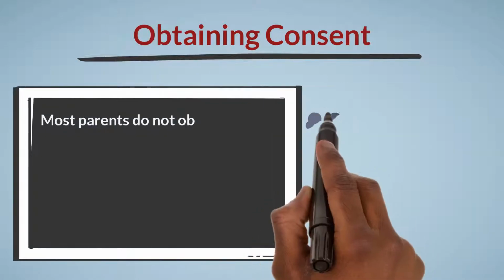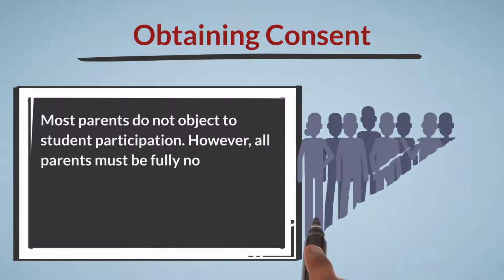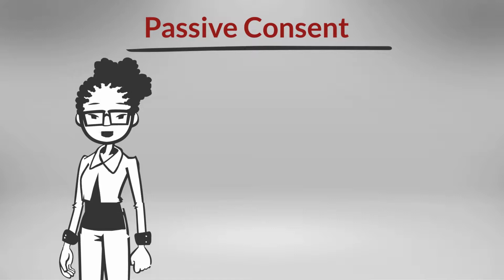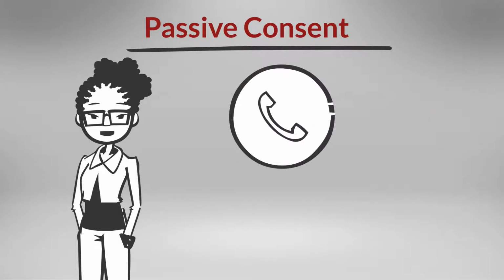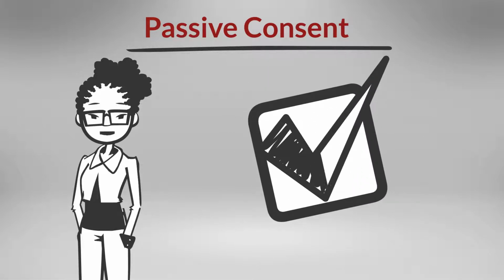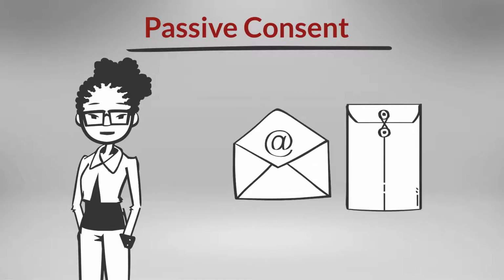Most parents do not object to student participation. However, all parents must be fully notified and schools must obtain passive consent. Passive consent requires schools to use at least 2 methods of communication. Schools must guarantee receipt, so at least one method must notify parents by email or by postal mail.